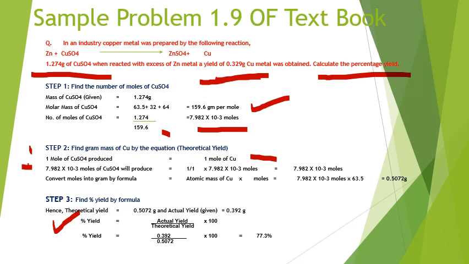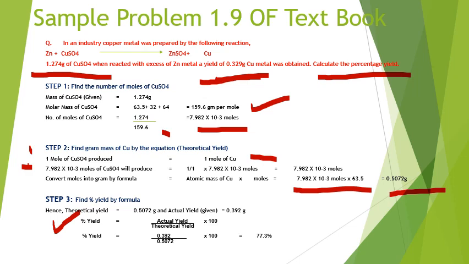The same number of moles will be obtained, is it? Now this one is the moles. What I have to do? I want to convert it into grams. So what to do? Multiply it with the molar mass of copper, 63.5. So I will get 0.5072 grams. This is my theoretical yield.